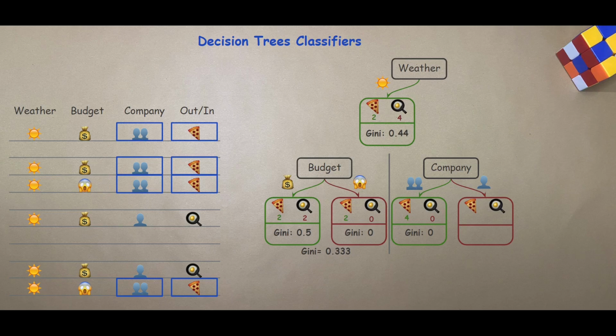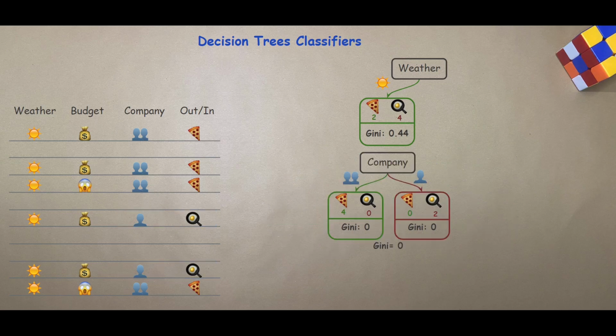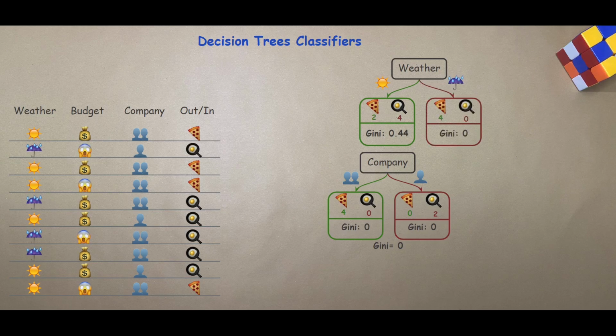For a social style night, we get a pure node as the Gini index is 0. For me, myself, and I style, we also get a pure node, so the weighted average of this node is 0. So it seems the third column gives us the lowest Gini index, and hence it's the best question to ask next. As we reach all leaf nodes as pure, there is no further action needed. Congrats, you built your first decision tree.